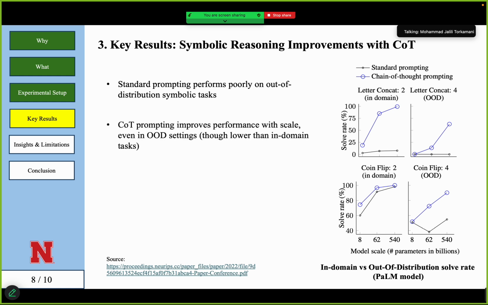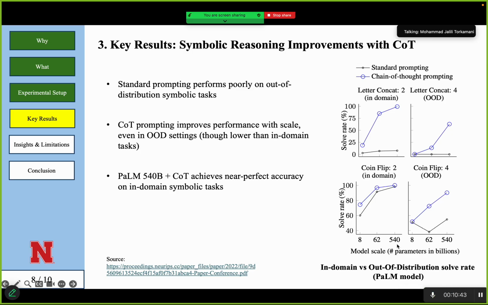The next key note here is that chain of thought works well for both in-domain and out of distribution. And an interesting note here is that for the PaLM model, when we are using chain of thought, sometimes the accuracy can be near 100%. And this shows the real power of chain of thought.